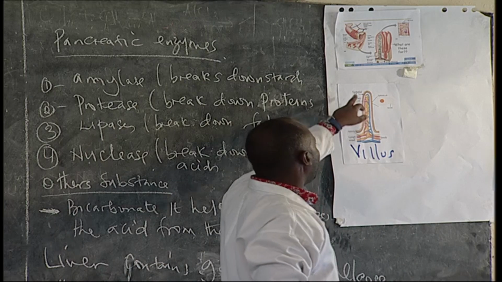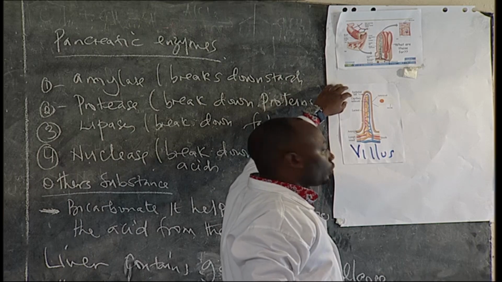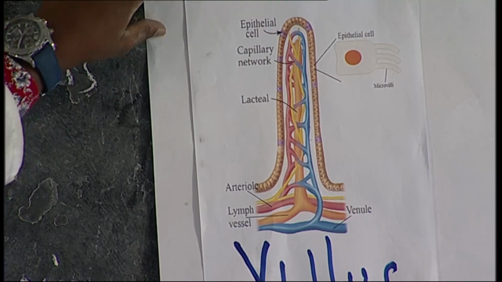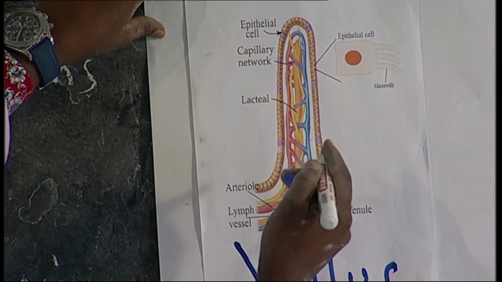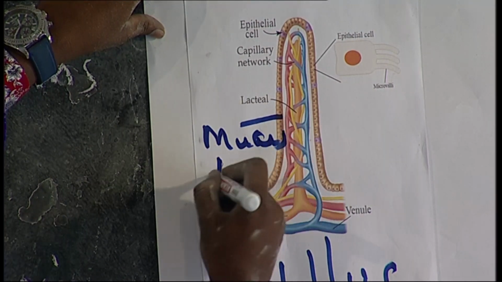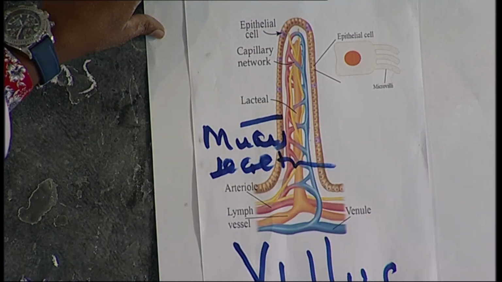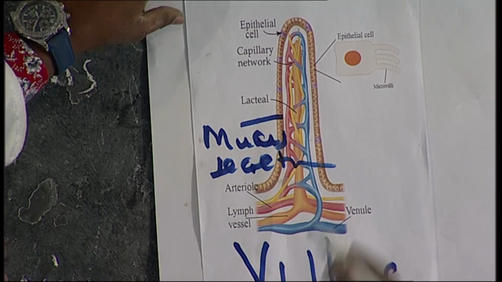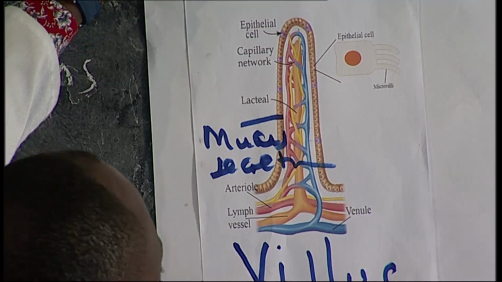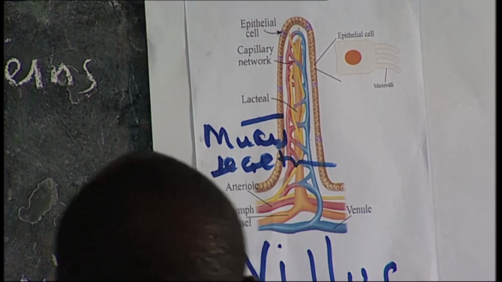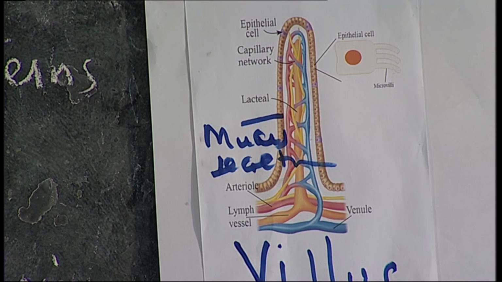The villus is made up of very many parts. We have epithelial cells. We have a network of blood capillaries. You also have mucus secreting cells. We have lymph vessels. We have arterioles and venules, etc. So this is the internal structure of the villi. The villi are normally found in the small intestine, in the ileum precisely, which plays a big role in absorption of the end products of digestion.